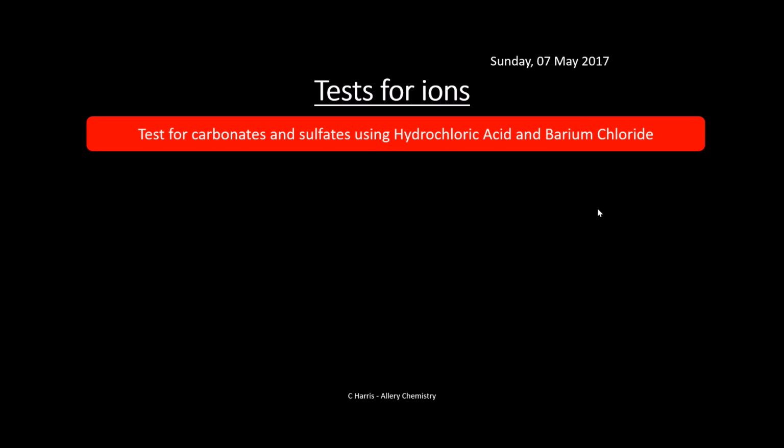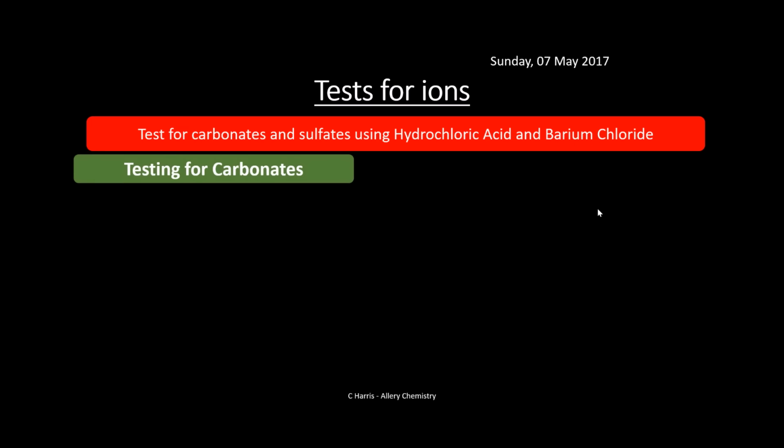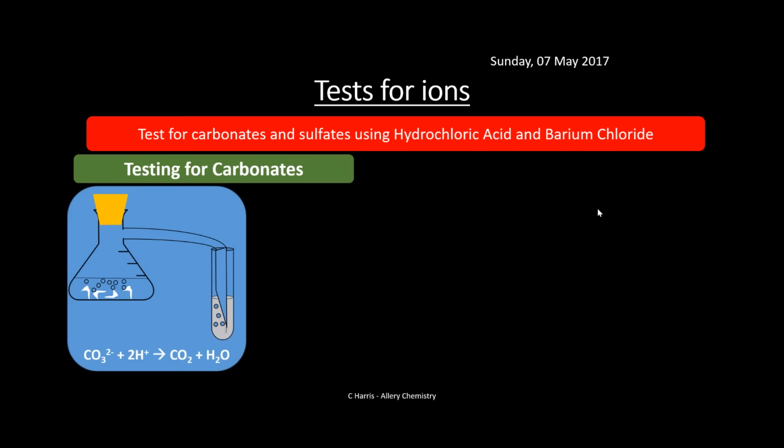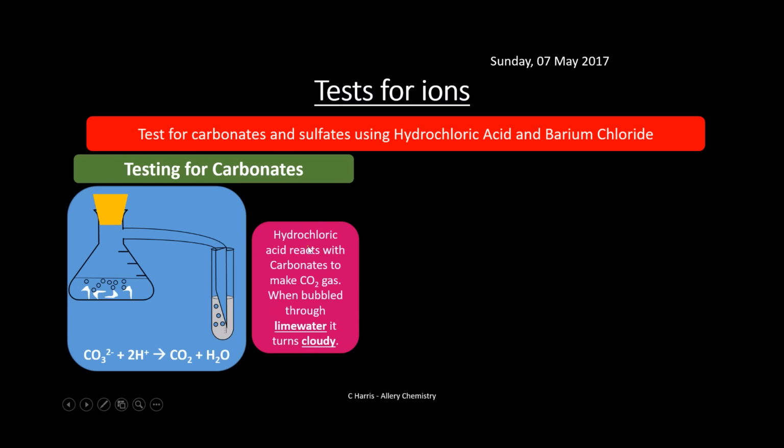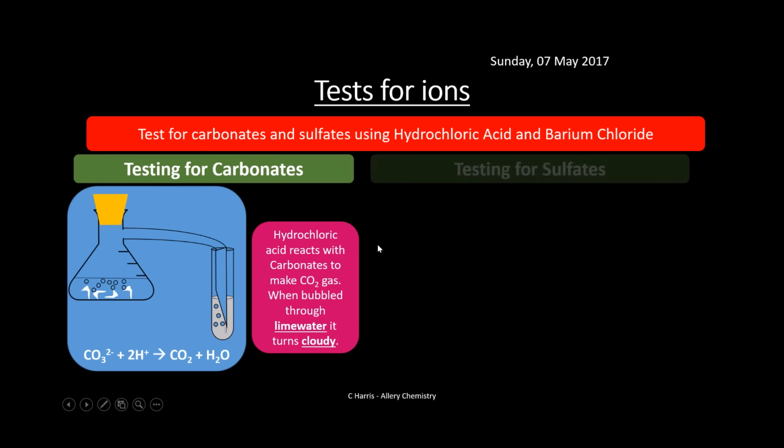Okay, more tests for ions. So carbonates and sulfates, using hydrochloric acid and barium chloride. So this is a little bit of a mixture of group 2 as well. Test for carbonates, dead easy. All we do is add an acid to a carbonate. So if we think it's a carbonate, we add hydrochloric acid, and we should get carbon dioxide gas given off. And then we can test for carbon dioxide: bubble it through lime water and it will turn cloudy.